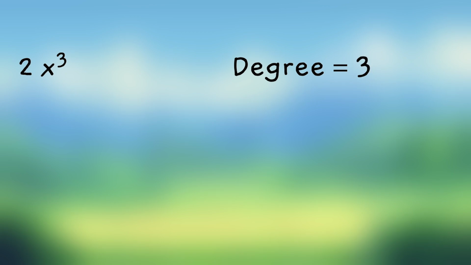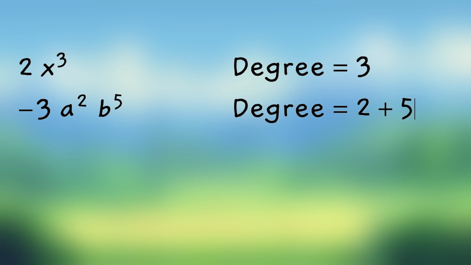Now suppose you have a monomial that has more than one variable, like -3a² times b to the fifth. Here, the degree of this monomial is the sum of the exponents. So the degree of this monomial is 7.